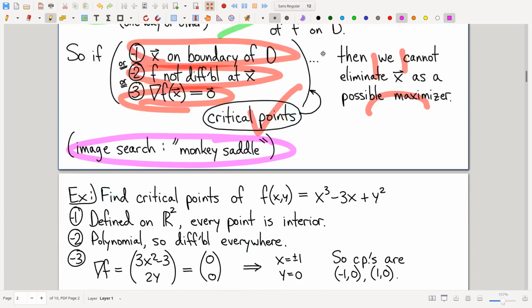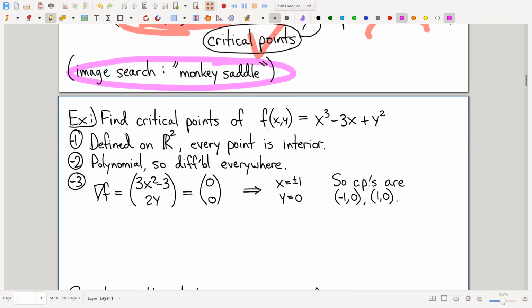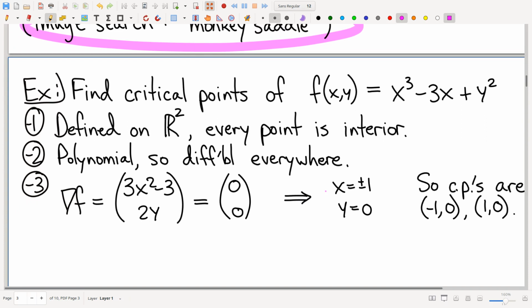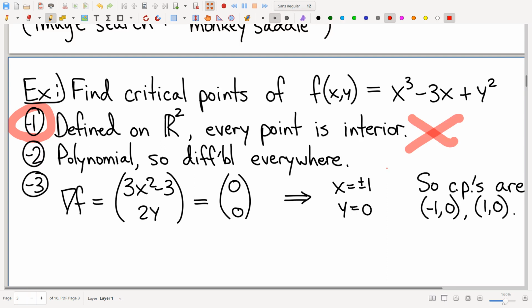Okay. So, example. Let's find the critical points. Find the critical points of this function right here. Again, we have three different conditions to check. We want to check first and see, are there any points that are on the boundary of the domain for this function? This function's defined everywhere. There is no boundary. Every point's in the interior. There are no boundary points. So we don't find any critical points in that sense.